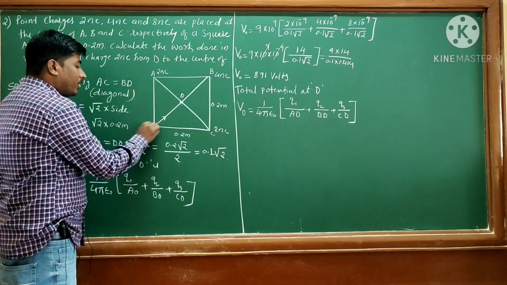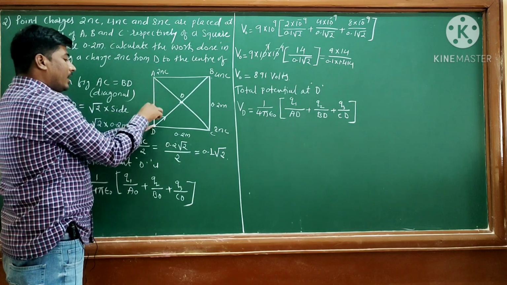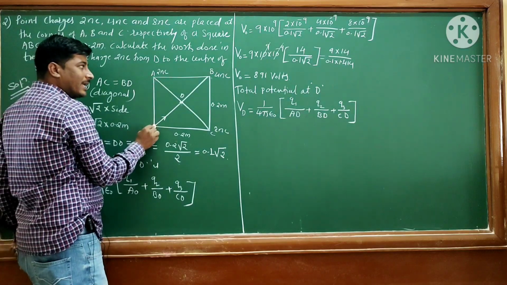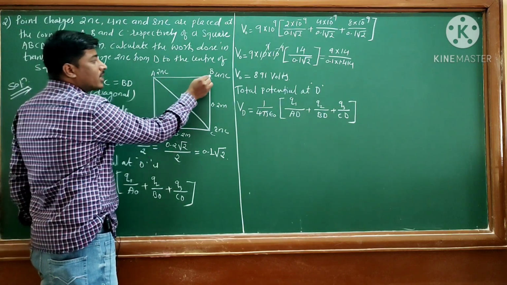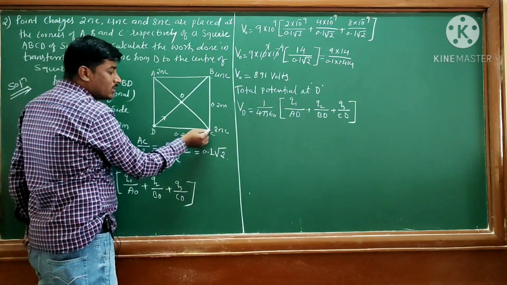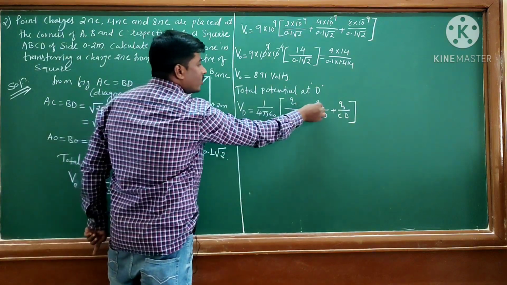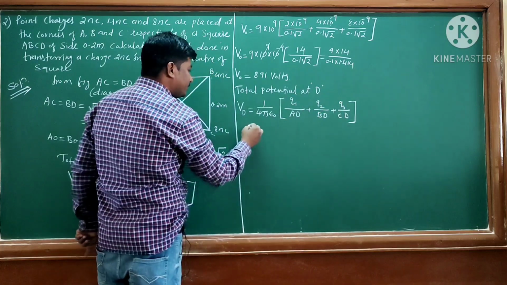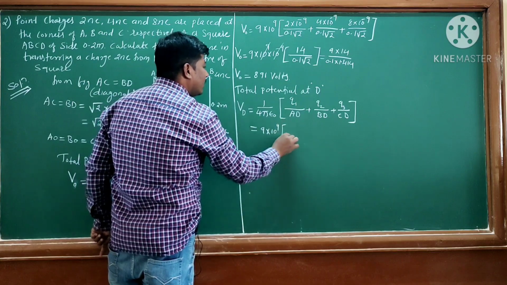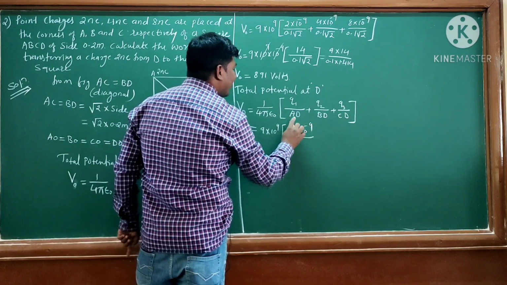To find the potential at D, we have to know the distances. The potential at D due to this charge is at distance AD. Potential at D due to this charge is at distance BD. Potential due to this charge is at distance CD. So I have written Q1 by AD plus Q2 by BD plus Q3 by CD. We know 9 into 10 to the power 9. Q1 is 2 into 10 to the power minus 9 divided by AD.